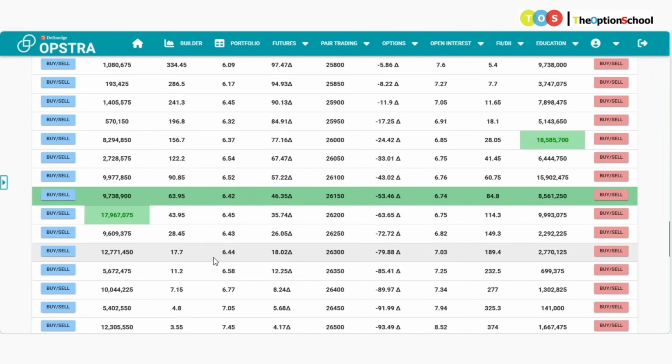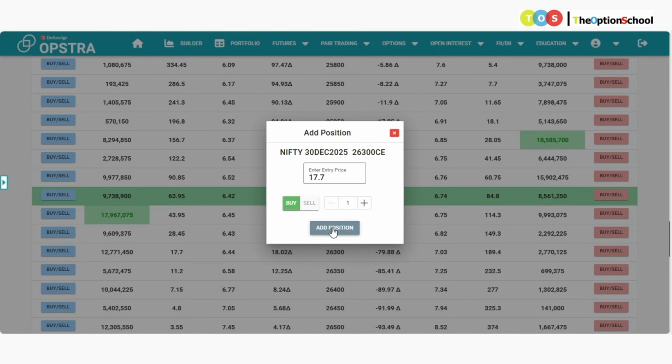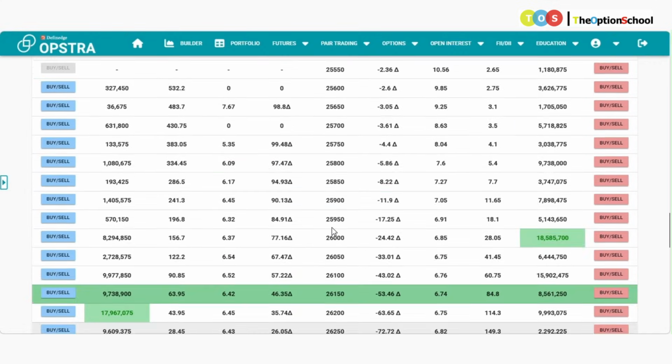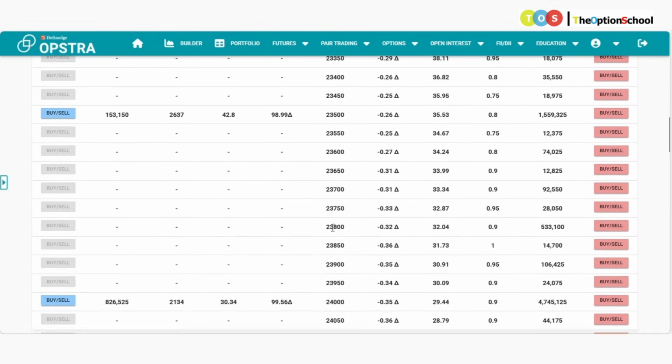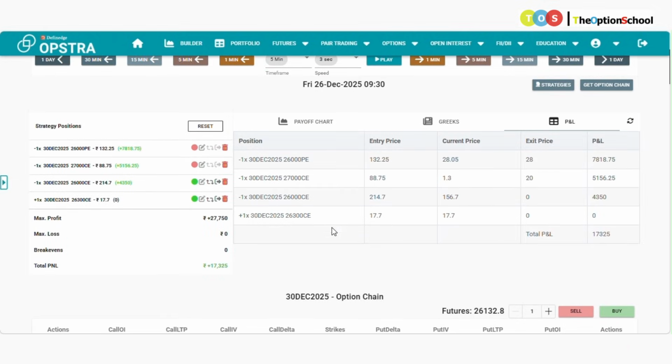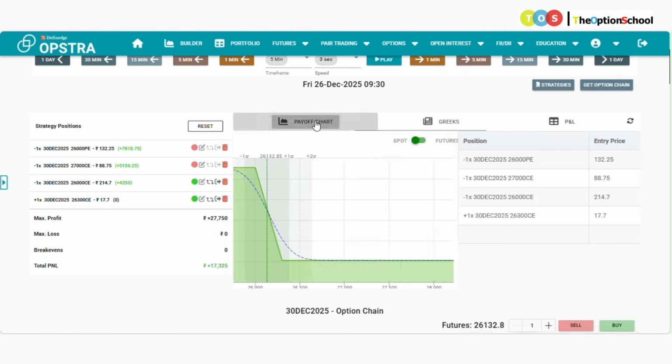So what I will do, I will buy this 26,300 call. So here, as a pro trader, what has been done is that the put where profit was already there is booked. The call where still a lot of profit is possible is kept just like that, but we have protected that call from any further loss, because in case the market goes to 26,300, I don't want to lose.